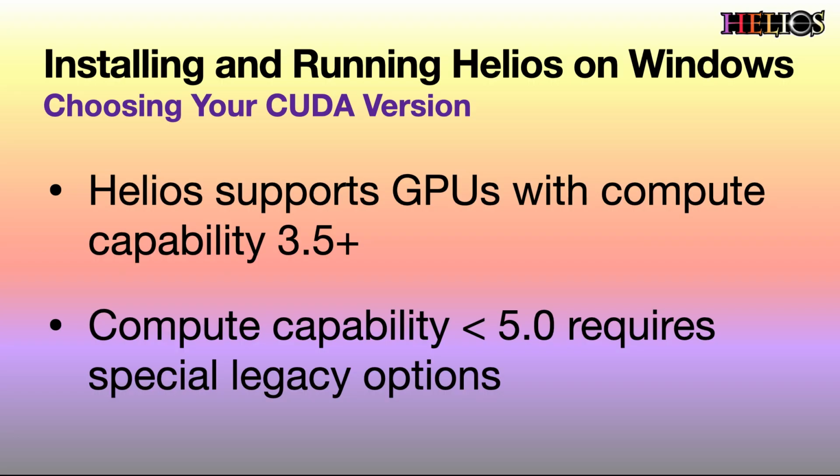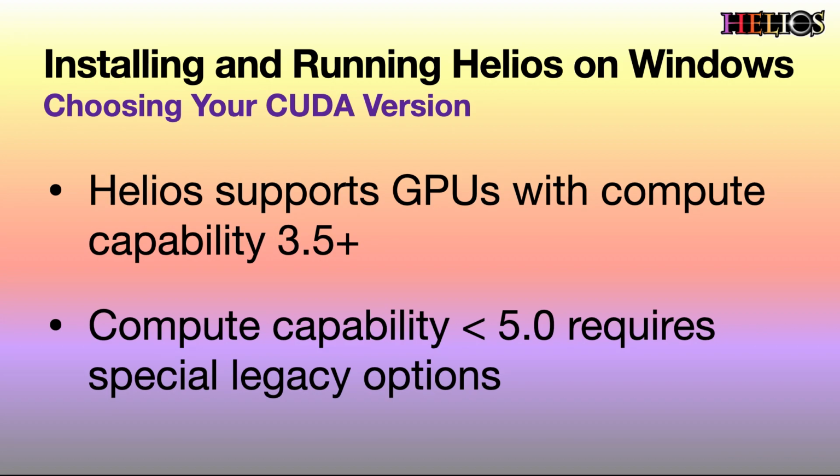Our next step is going to be to install the CUDA Toolkit drivers if you want to use Helios with your GPU and the GPU-based plugins such as the radiation model. And Helios supports GPUs with compute capability 3.5 or greater. And if you have a compute capability less than 5, that requires some special legacy options to be enabled when you build Helios, which I will talk about here in a minute.